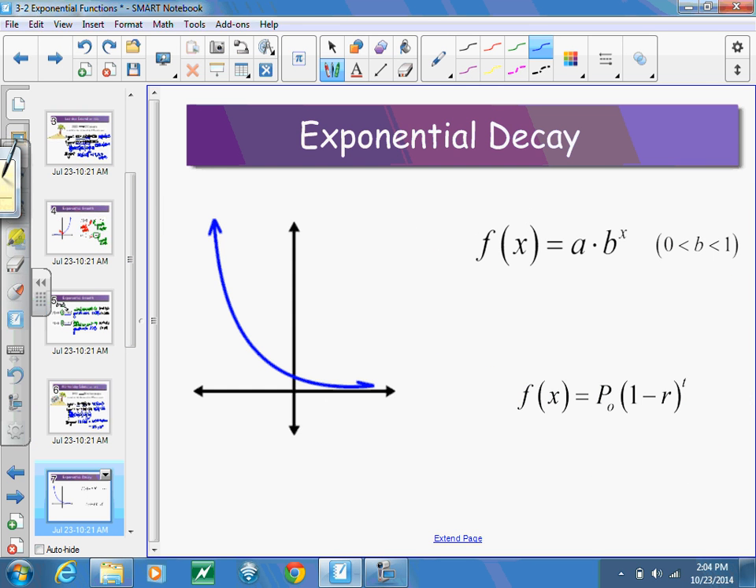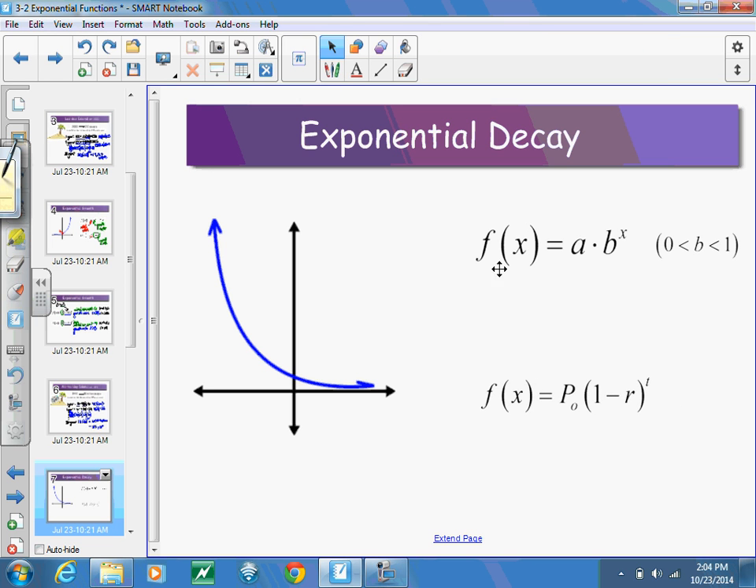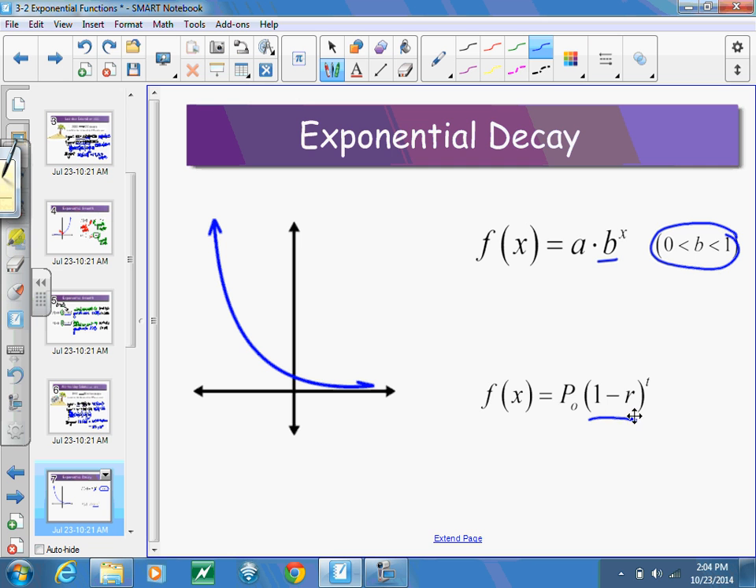Like exponential growth, it looks very similar as far as the functions go. Here, a times b to the power of x, but we're going to be careful because our value of b is going to be between 0 and 1. Okay, it's got to be less than 1, greater than 0. We will not be working with negative growth factors at all. We want just positive growth factors here. Or you can talk about the decay rate, I should say, by taking 1 and subtracting that value.